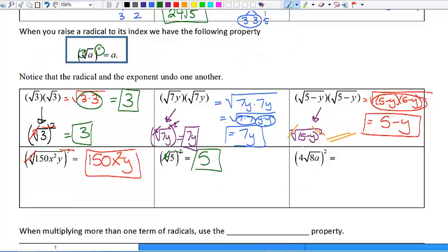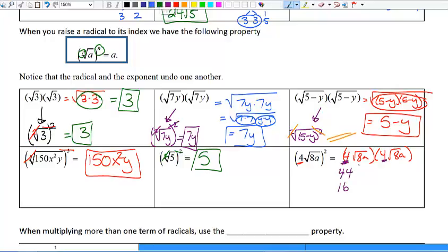Now the last one is a little bit tricky. The reason it's a little bit tricky is because we have this coefficient out here. So we have 4 times the square root of 8a squared. If I want to write that out twice, remember we multiply our outsides together, so that's 4 times 4, or 16.